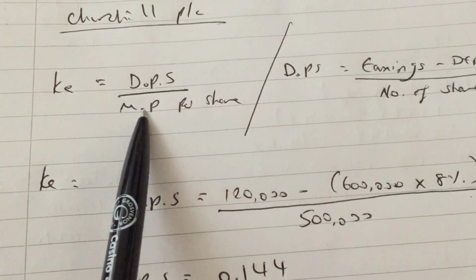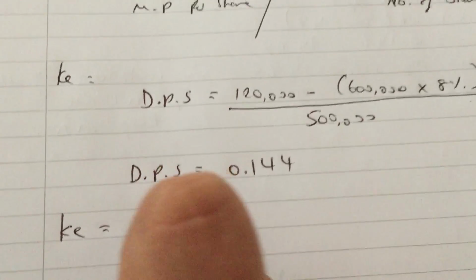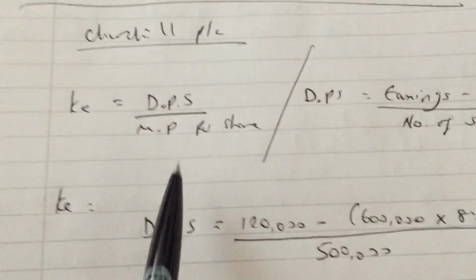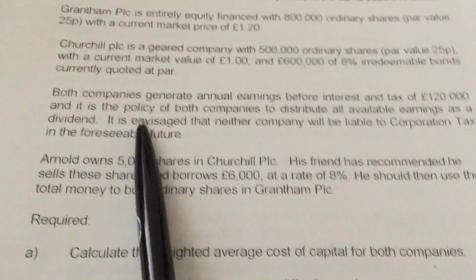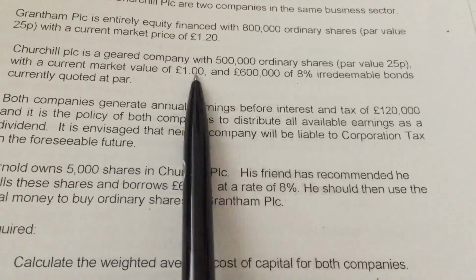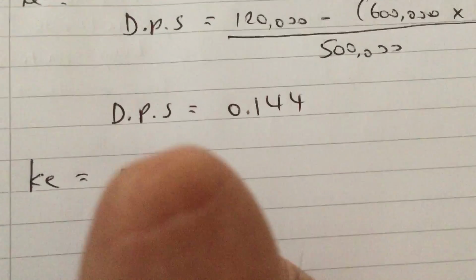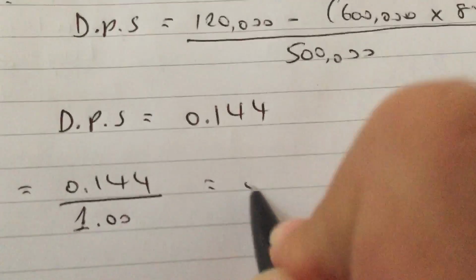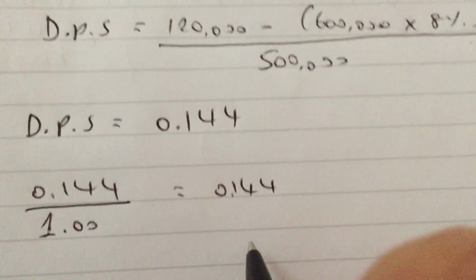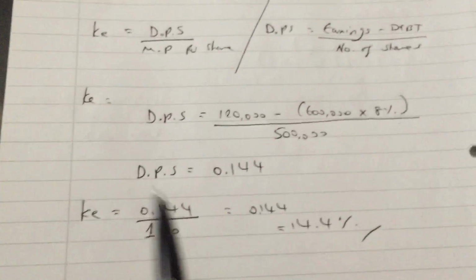Cost of equity equals dividends per share divided by market price per share. So our cost of equity equals our dividends per share, 0.144, divided by the market price of the share. For Churchill PLC, we have 500,000 ordinary shares, market value of £1. So this is our market price per share, £1. So 0.144 dividends per share divided by 1 equals 0.144. So our cost of equity equals 14.4%. That's our cost of equity.